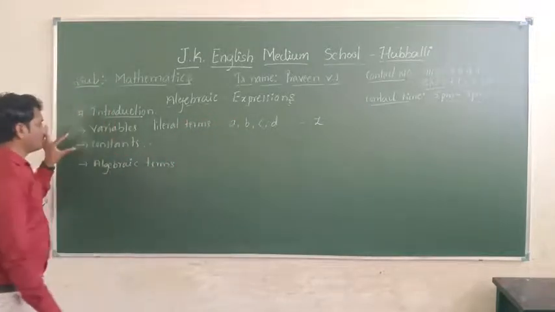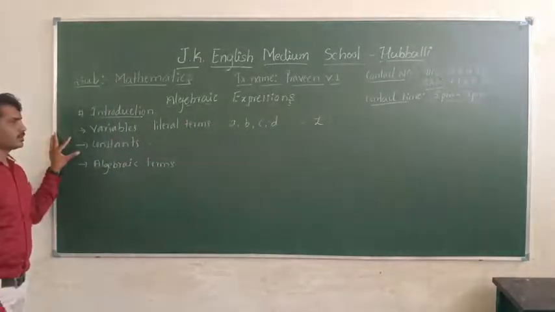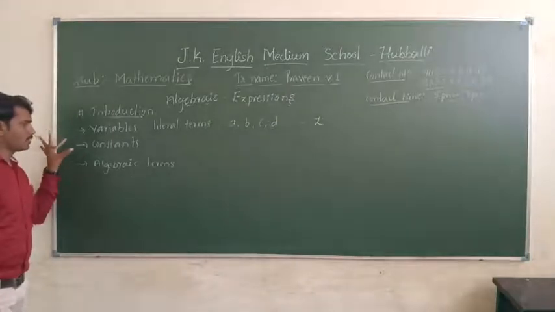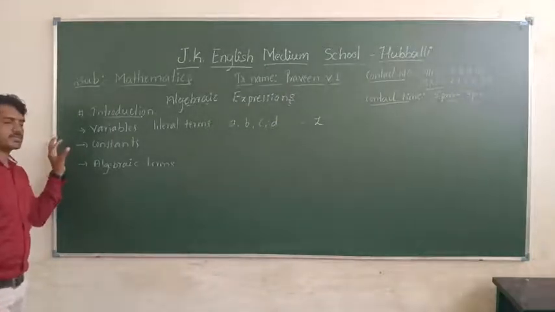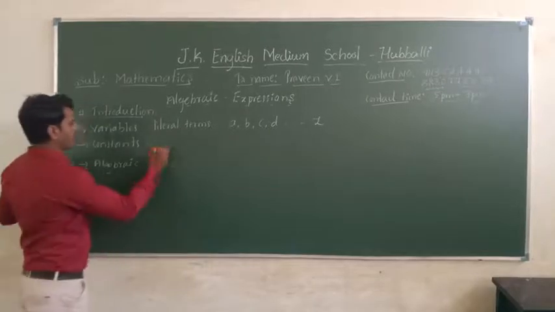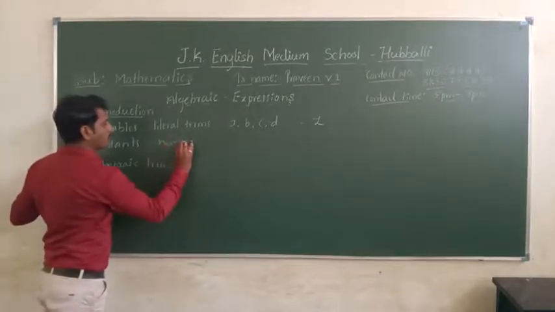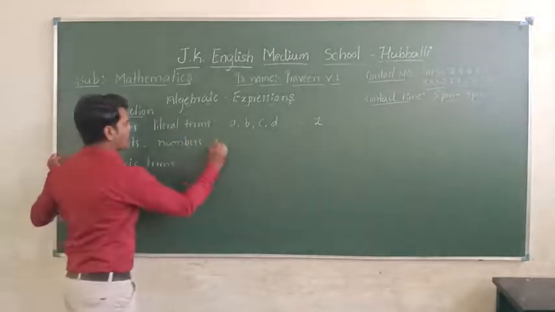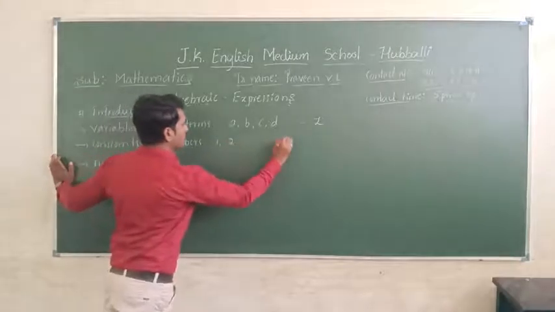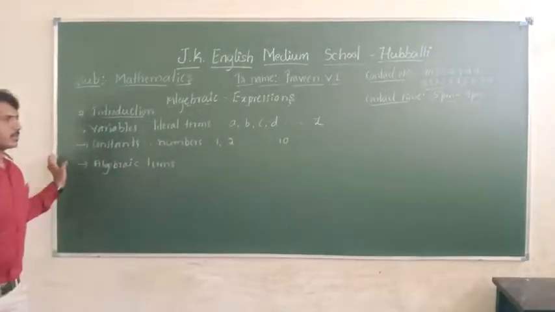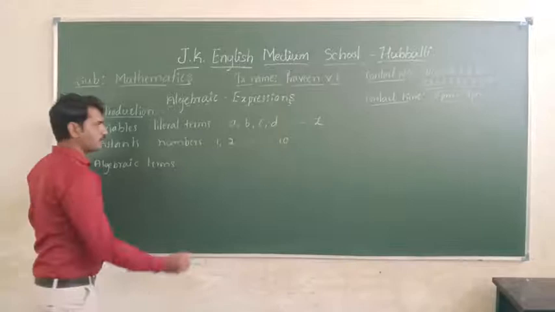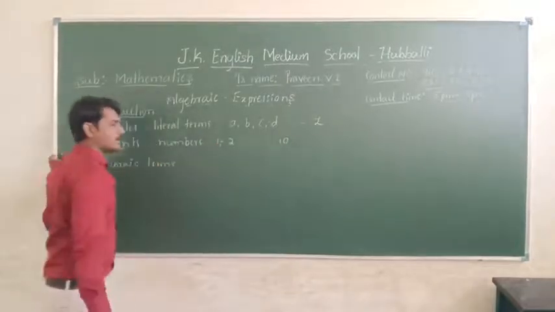Next, we come to the constants. Constants are nothing but the terms, otherwise the things, which have a fixed value. For example, numbers 1, 2, and so on up to 10. These are called constants, whether positive or negative.